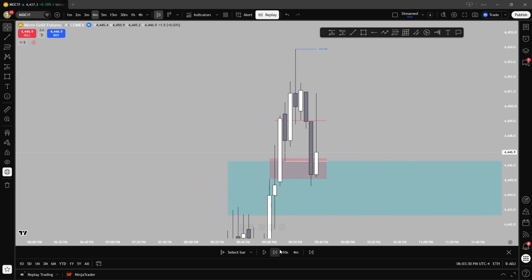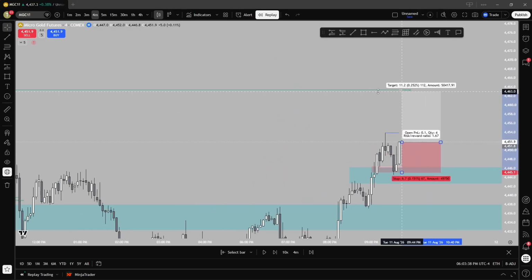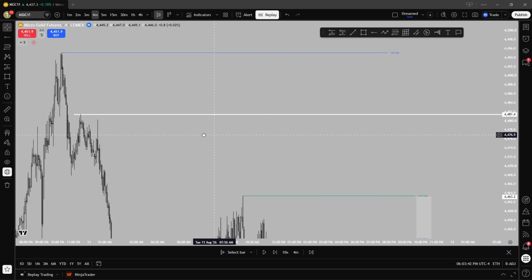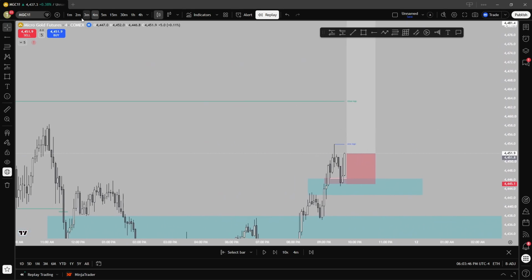Go to the 4 minute. All you're waiting for is a 4 minute inverse. And you're literally long. You take this long here. You can target the highs. You can target some more highs. You just target whatever. Cool.